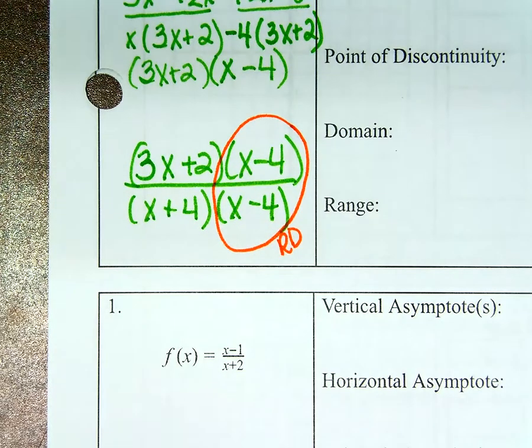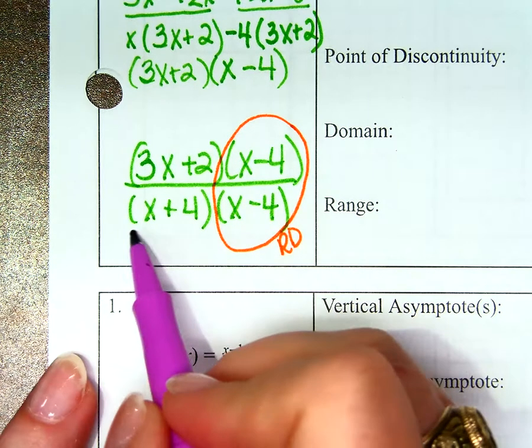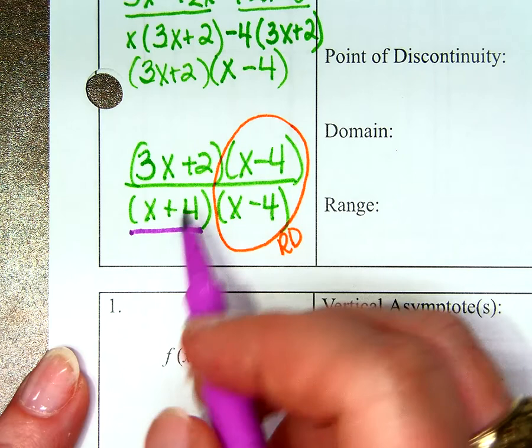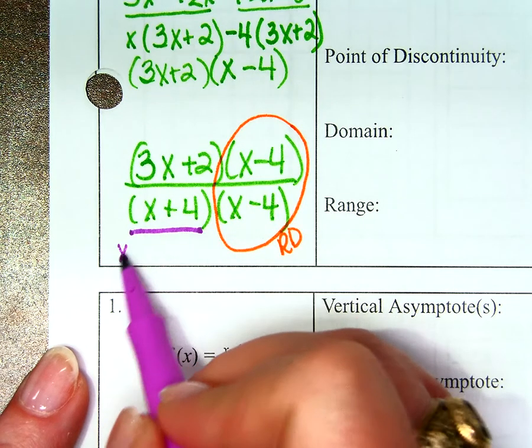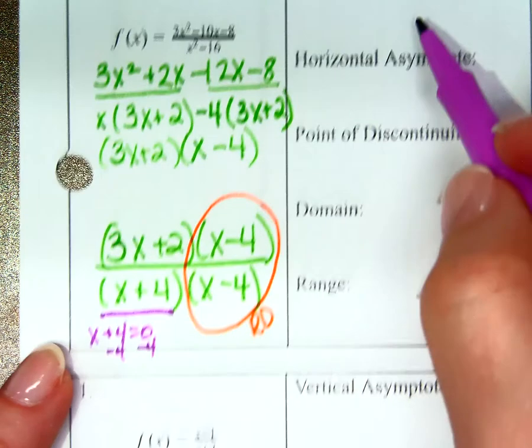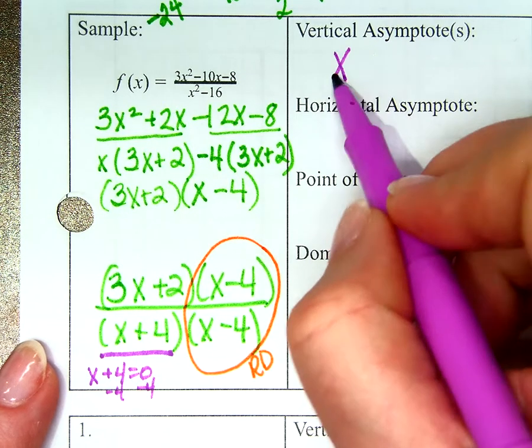Okay. So how do I find my vertical asymptote then? It's this one, right? The only other thing left in the denominator is this one. So I set this equal to 0. X plus 4 equals 0. Subtract 4 from both sides. Where is my vertical asymptote? Perfect.